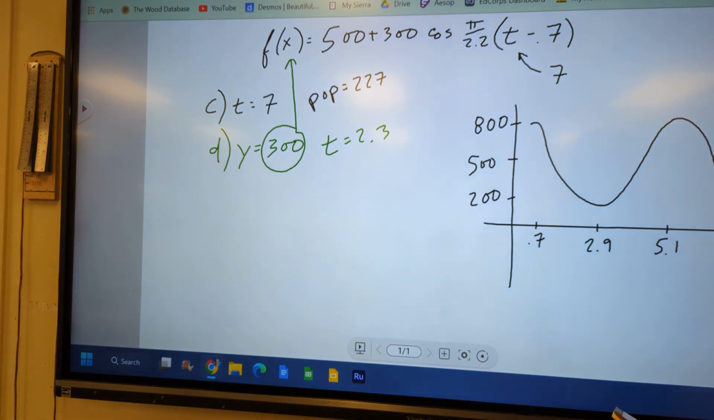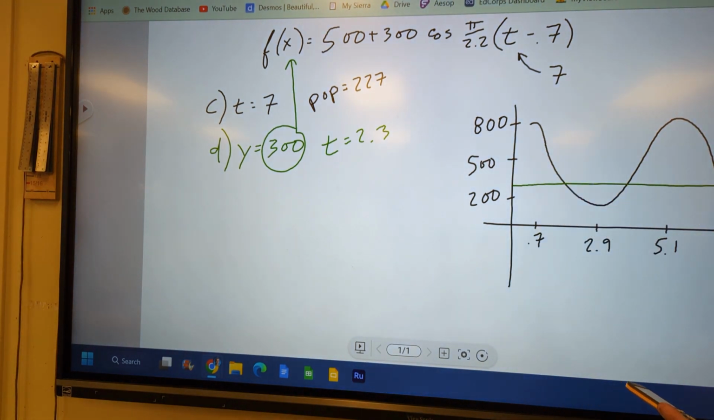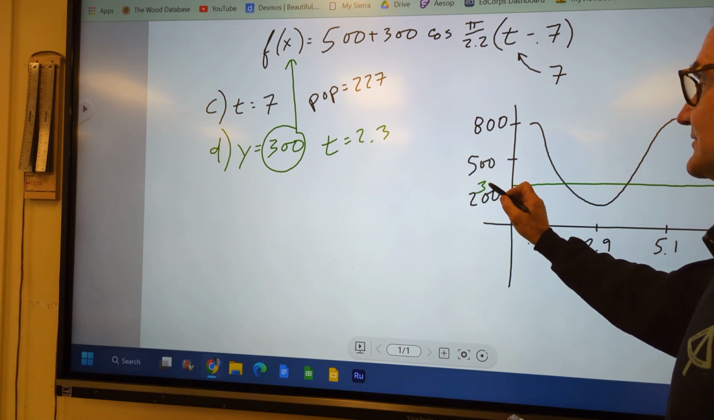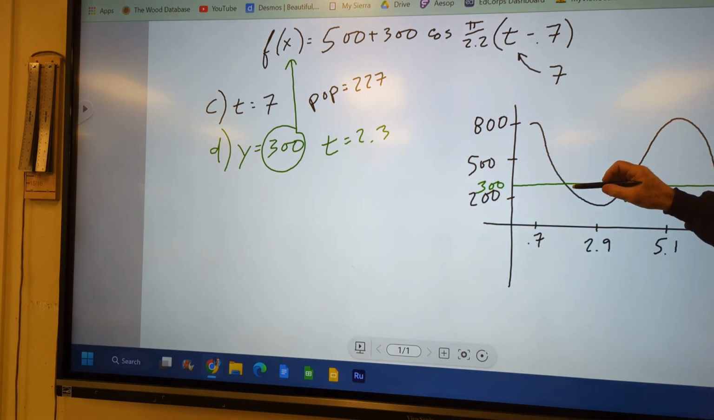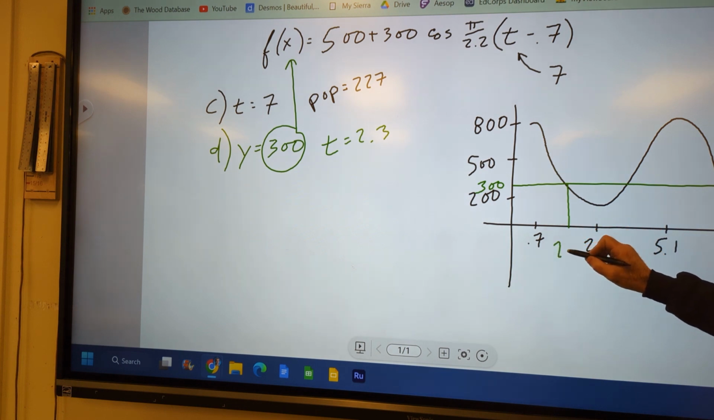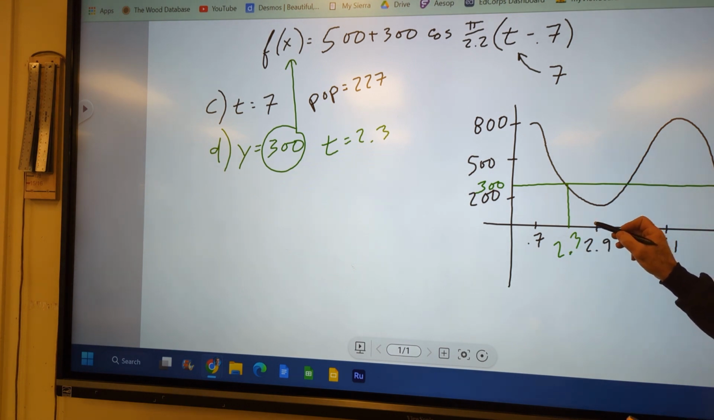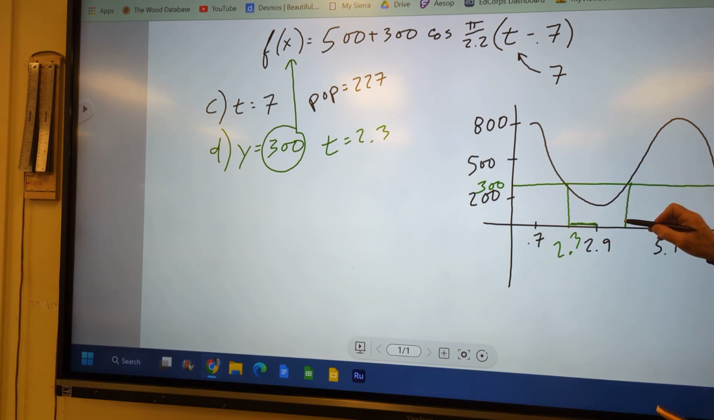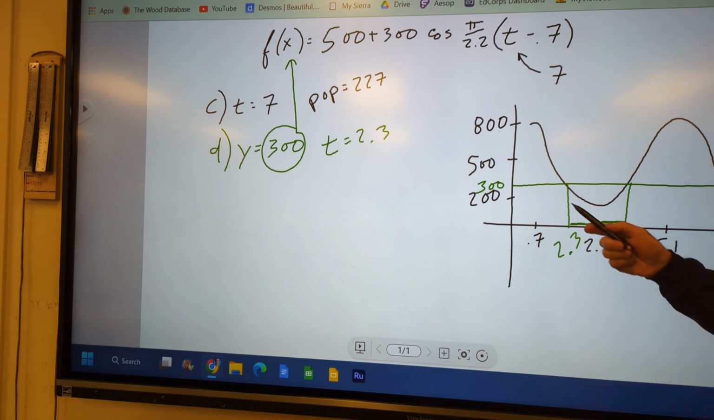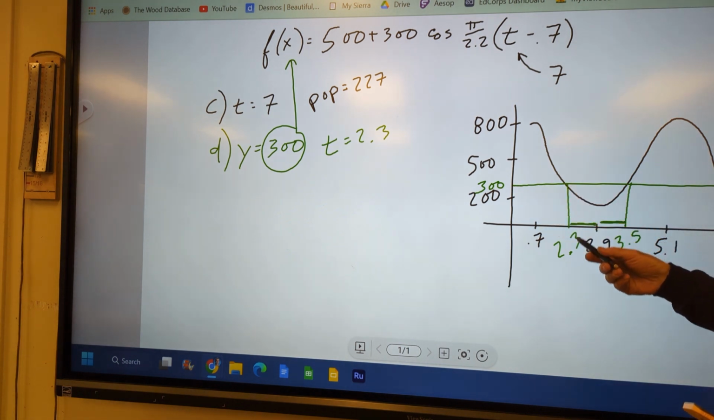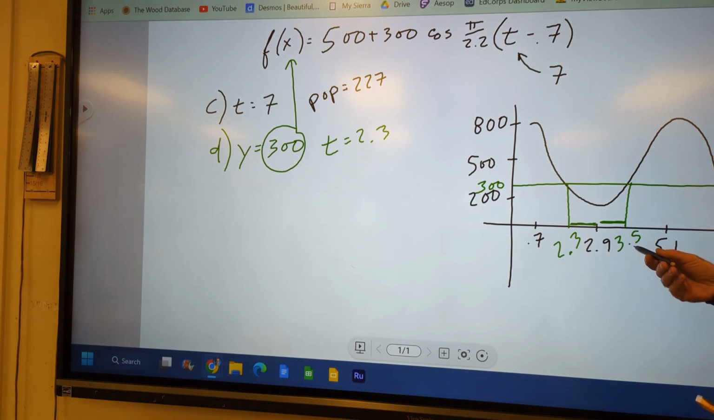See if that even makes any sense. So what I'm saying right here, when y is 300, the corresponding x value is 2.3. It's not my best graph, but I think that's about right. So there's 2.3. I could see that 2.3 is 0.6 units away from here. So this value right here is 0.6 units away as well. So this is 3.5. So when does the population drop below 300 foxes? Between 2.3 years and 3.5 years.